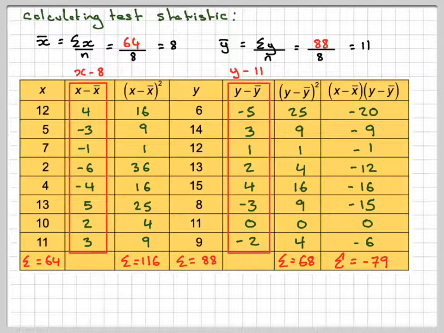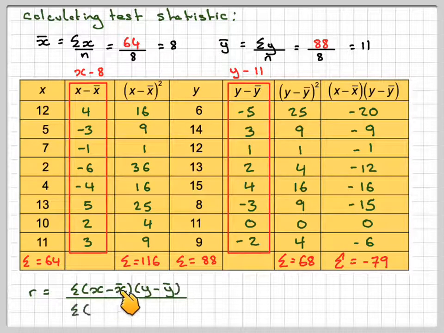Now the product moment correlation coefficient R is the sum of x minus x bar times y minus y bar, divided by the square root of the sum of x minus x bar squared times the sum of y minus y bar squared. So we need to put each thing in rightly.